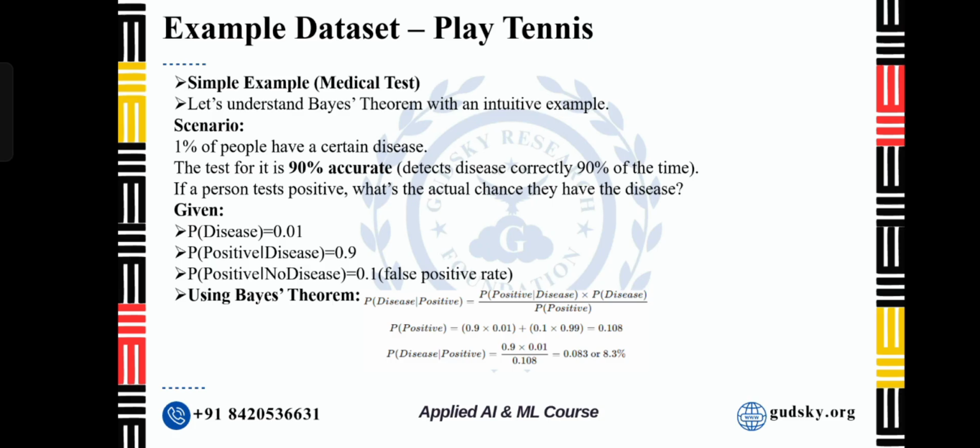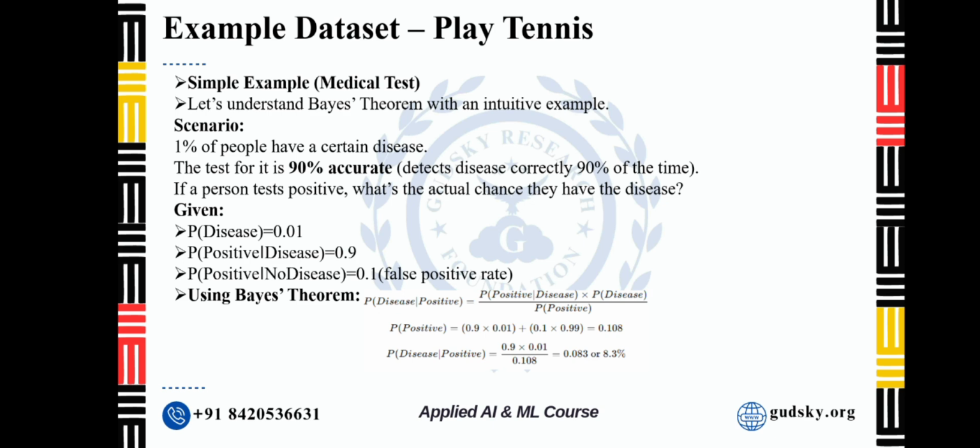Now if we see the example data set, that is the medical test scenario, as it is not play tennis. So let's make this even clearer with an example. Suppose only 1% of people in a population have a certain disease, that means P of disease equals 0.01. Now let's say there is a medical test that's 90% accurate.